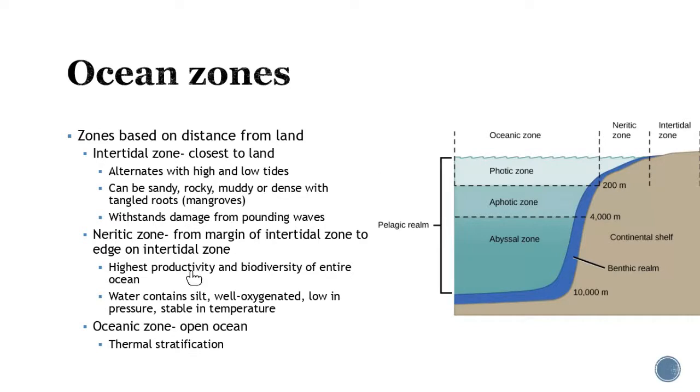Now this is where you're going to find the highest productivity and biodiversity in the ocean. A lot of life is going to happen right here. This is where you'll probably find all your coral reefs. You're going to have it be well oxygenated, low in water pressure, and very stable. So a lot of life happens right here. Think Finding Nemo. And then finally we have the oceanic zone, which is the open ocean. And this is where we start to see that thermal stratification happen.